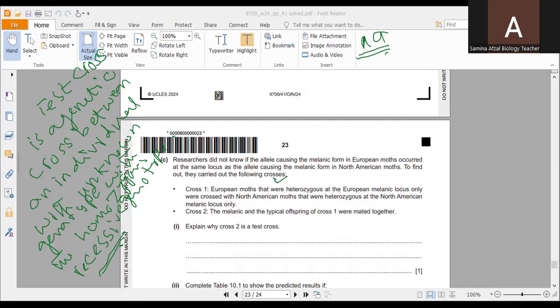If all the offspring of cross 2 are melanic, then the melanic parent was homozygous dominant. If the offspring show a 1:1 ratio of melanic to typical, then the melanic parent was heterozygous. So cross 2 follows the classic test cross setup, where an individual with an unknown genotype, the melanic offspring, is crossed with a homozygous recessive individual, the typical offspring, to reveal the unknown genotype.